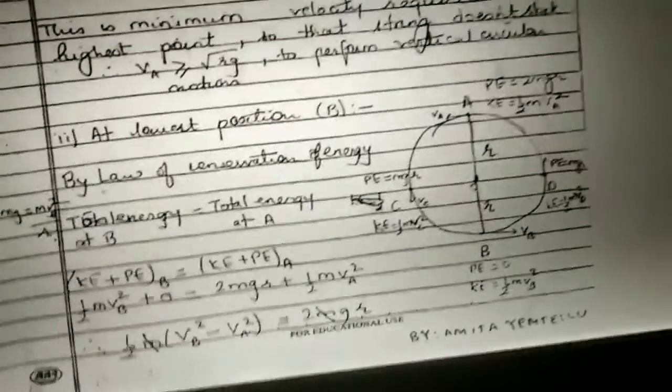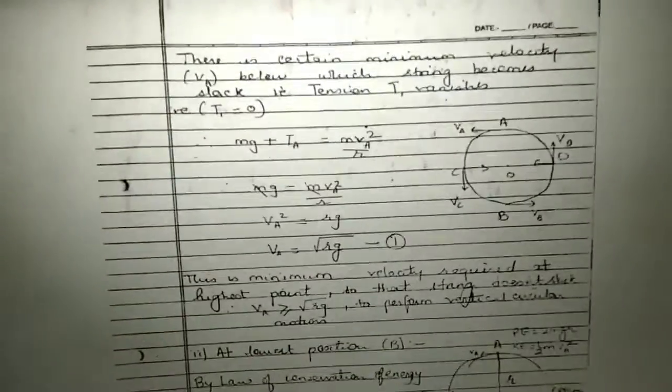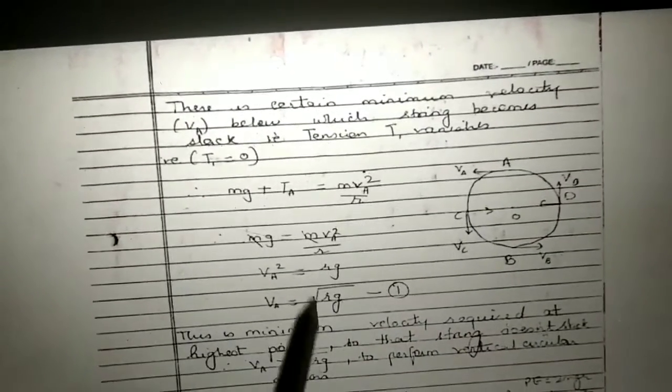Now we got the equation at the upper position. Next we will find the equation for velocity at that position. In the diagram, at point A the linear velocity is tangent, va; here vc, here vb, here vd. To find the velocity equation, consider one condition: there is a certain minimum velocity va below which the string becomes slack, that is, tension vanishes. Slack means the string becomes loose.